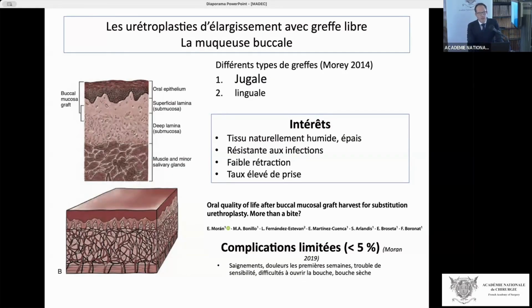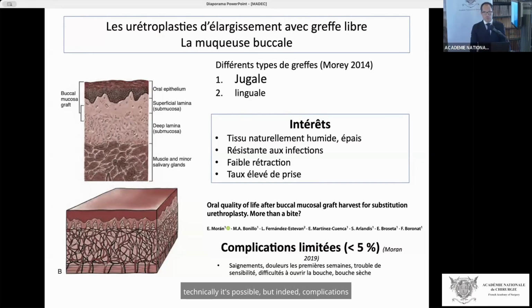So the buccal mucosa, indeed, it's a very good tissue for reconstructing the urethra for various reasons. It's a tissue that's naturally moist, it's thick, it resists infections well, there's a low shrinkage rate and a high take rate. So regarding the buccal mucosa, we can harvest from several sites. We can go to the cheek, which is called the jugal mucosa, or the tongue as well. Initially, it was thought we could harvest from the lip. Technically, it's possible, but indeed complications are much higher, notably with smile deformities. So complications for jugal or lingual mucosa grafts are, for their part, much lower, with complications under 5%.